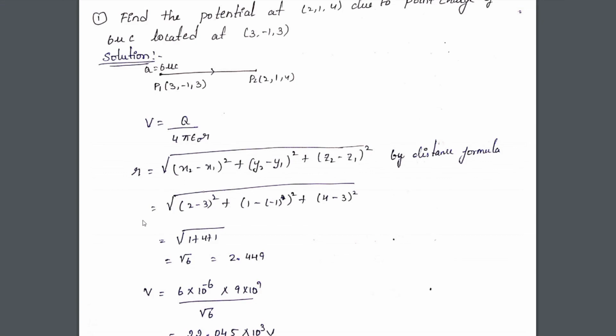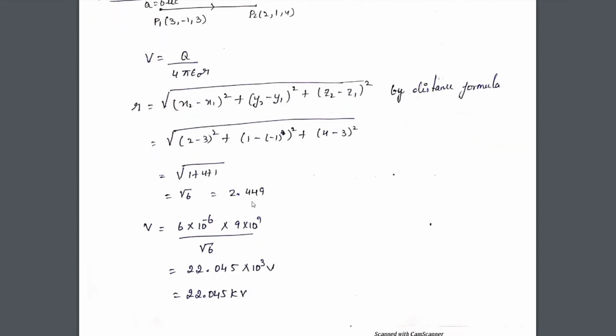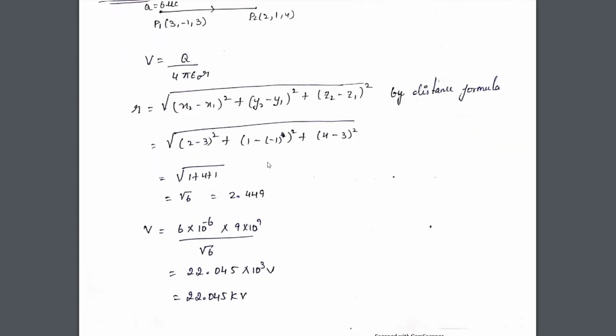Now the first point P1 is X1 Y1 Z1. P2 is X2 Y2 Z2. Put those values, you'll get R. So after getting R, you substitute in the potential. So V becomes what? Q is 6 micro, 6 into 10 raised to minus 6. 1 by 4 pi epsilon naught is 9 into 10 power 9. And R is root 6 or 2.44. You put, you'll get the potential value.